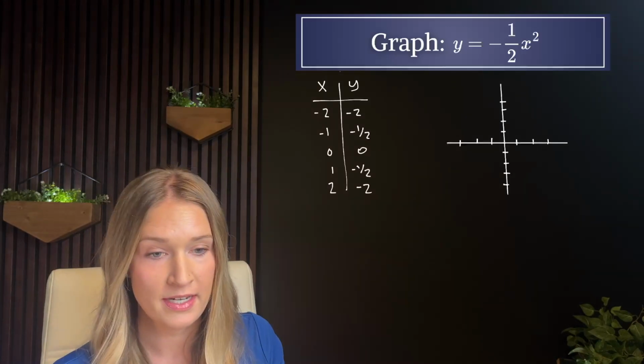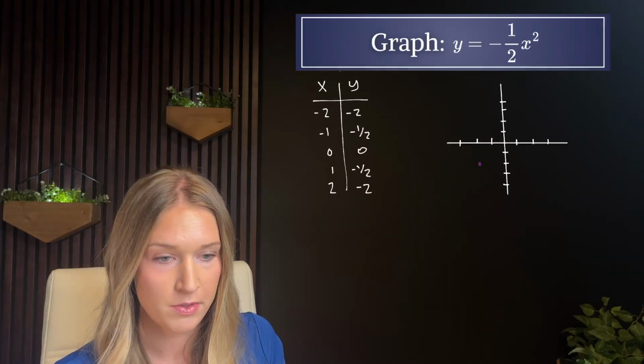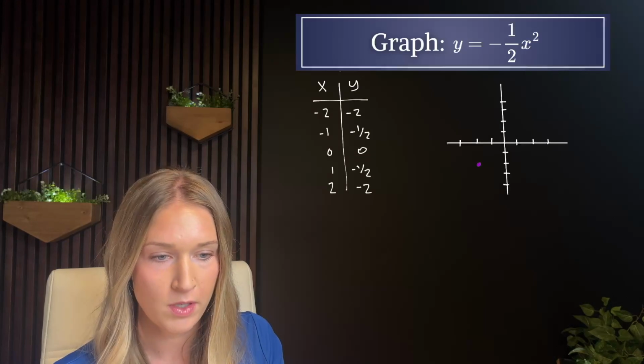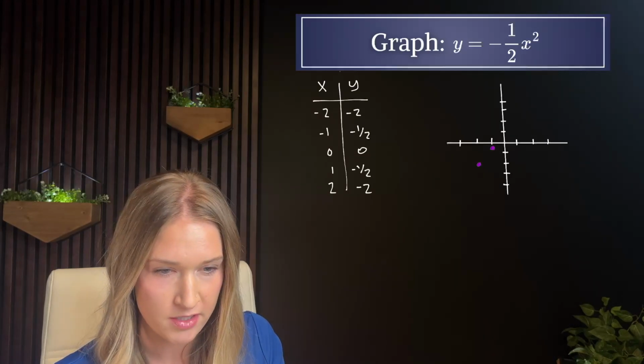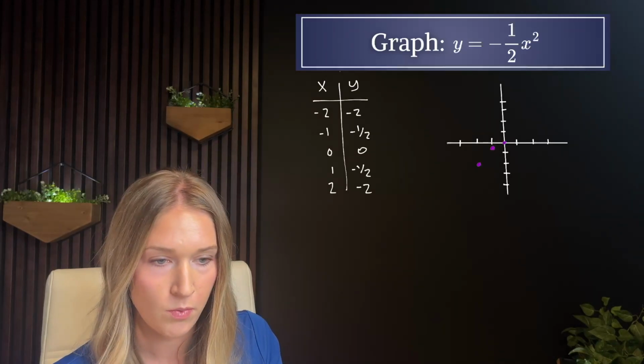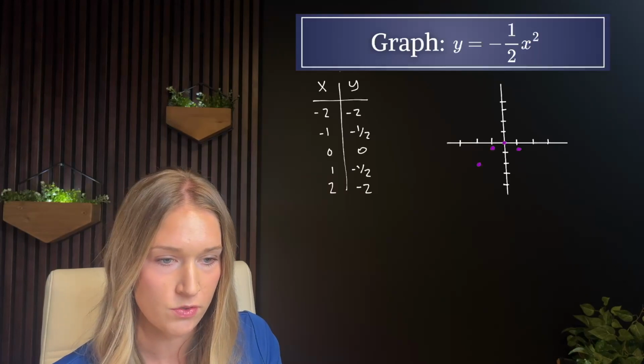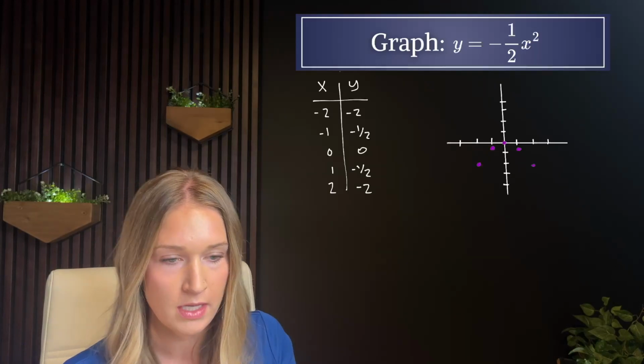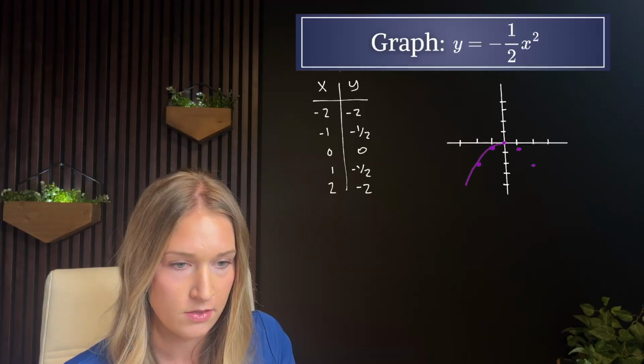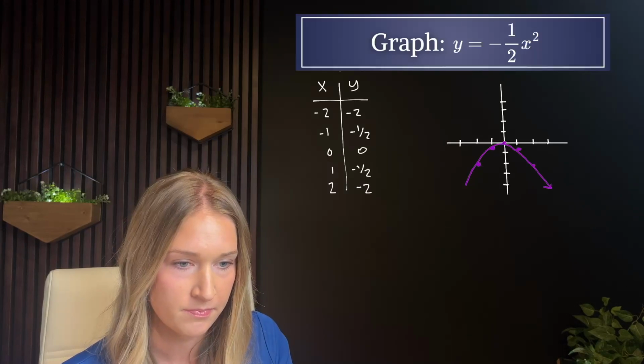My first point is (-2, -2). So now we're going down below. (-1, -1/2). I'm just going to kind of approximate there. (0, 0), (1, -1/2), and (2, -2). And here is the graph of my parabola.